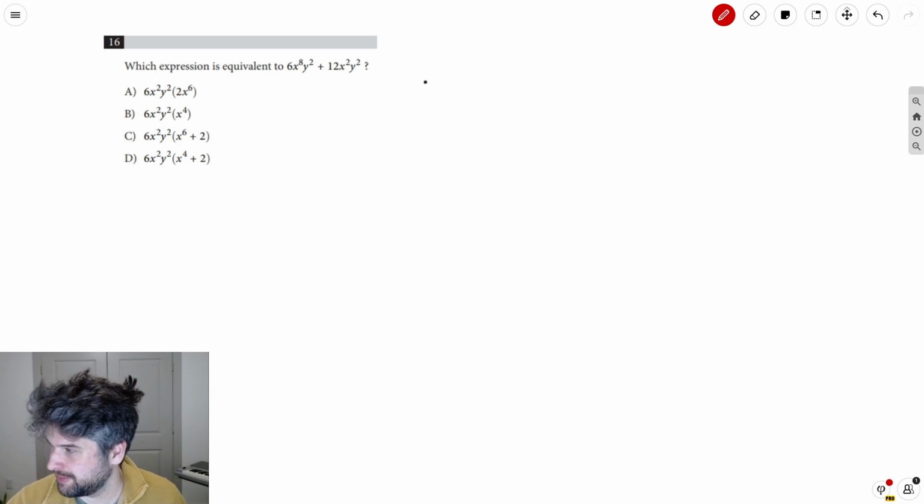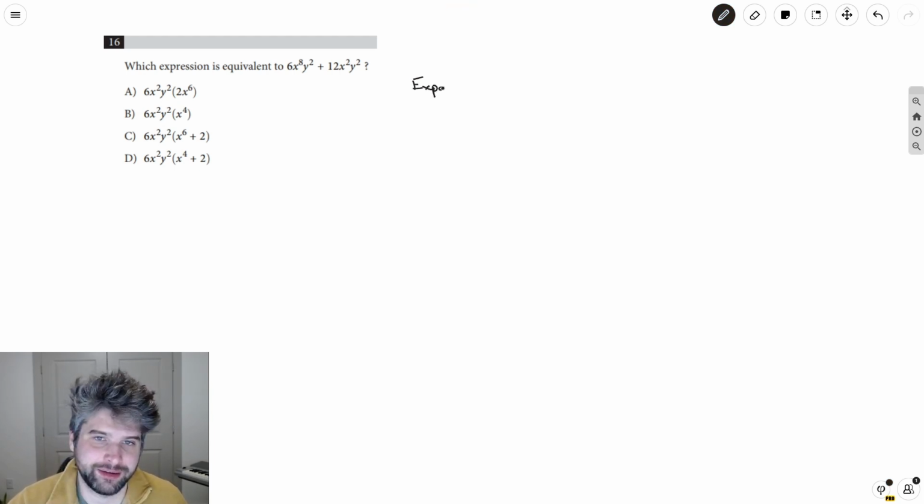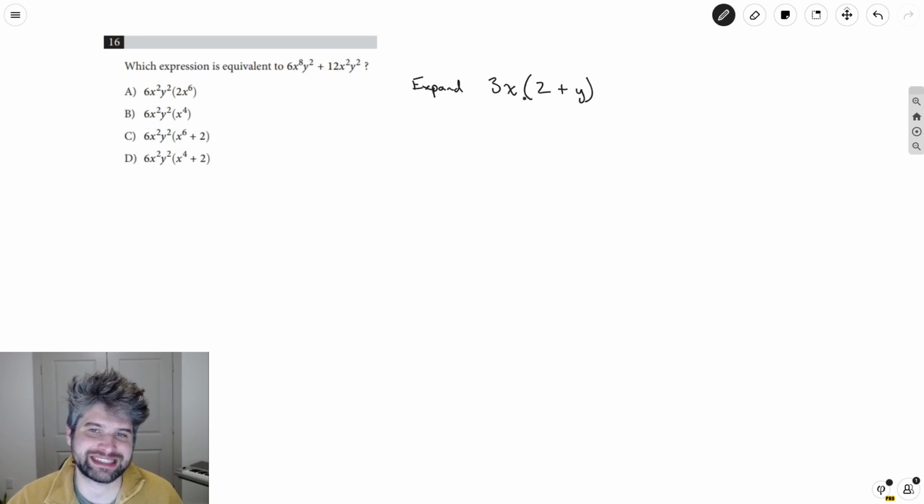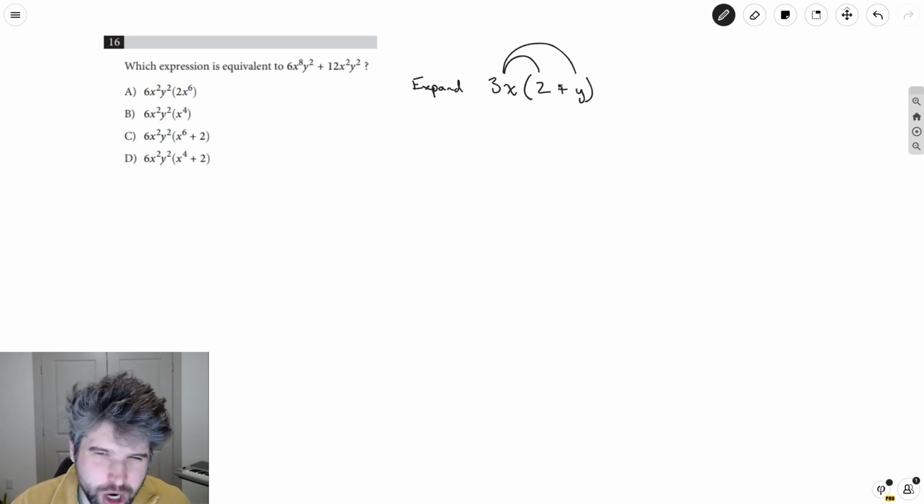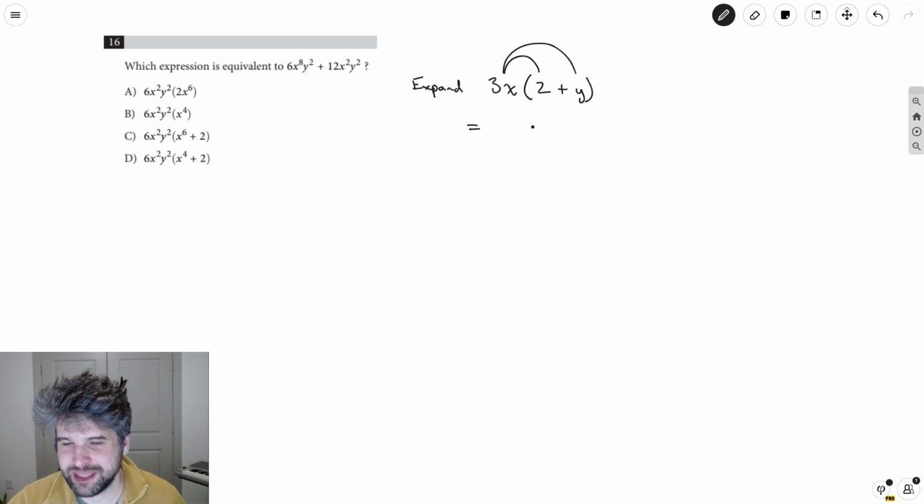So for a warm-up question, I want you to expand 3x times 2 plus y. So this expression is 3 times x times 2 plus y. When you expand this, what do you do? You take this number, 3x, and you multiply it first by 2, and then you add this number multiplied by y. That property is known as the distributive property. Multiplication distributes over addition. So when we expand this, this is equal to 3x times 2 plus 3x times y.